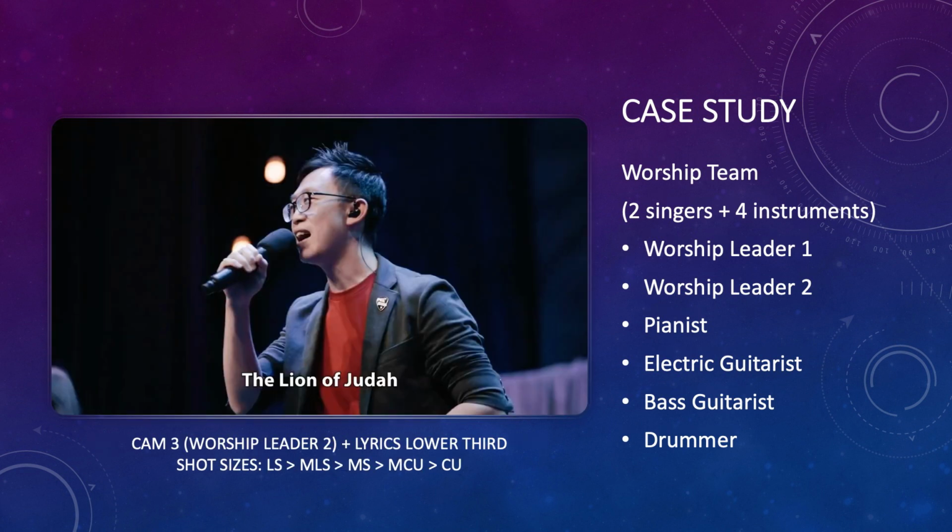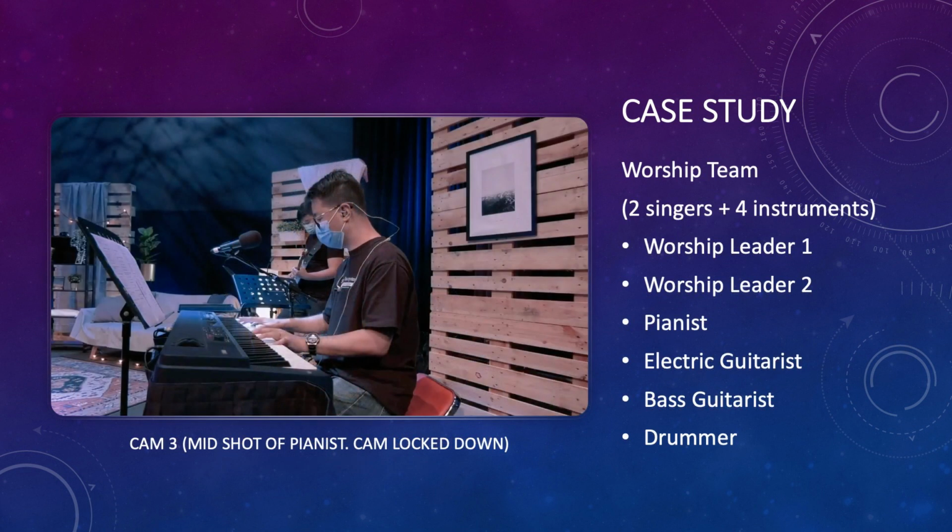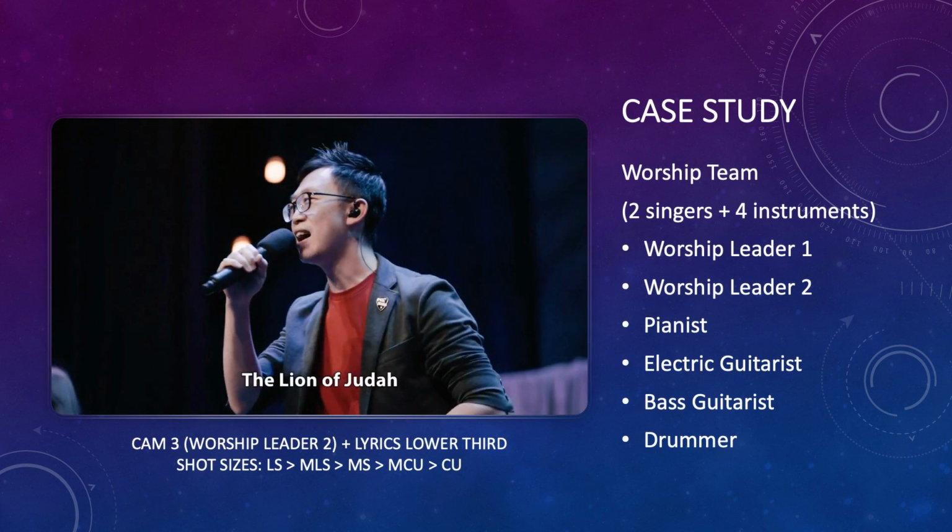Now, a camera 3 alternative can be shooting from a low-level angle to the singer or the worship leader in the front row. So camera 3, if you have a cameraman, you can actually vary between these two positions. Alternatively, you can also plant another lockdown camera in the camera 3 position.